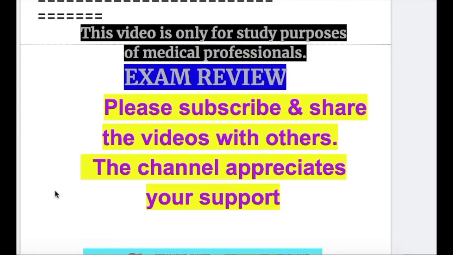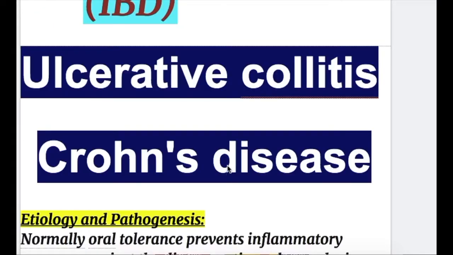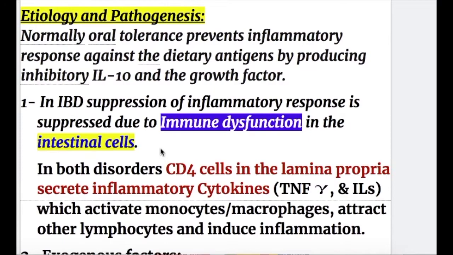In this video, we'll do an exam review on the inflammatory bowel diseases. They include Crohn's disease and ulcerative colitis. We'll discuss some of the points which can be discussed together for ulcerative colitis and Crohn's disease, and then we'll have separate videos on ulcerative colitis and Crohn's disease. Now, etiology and pathogenesis of ulcerative colitis and Crohn's disease.